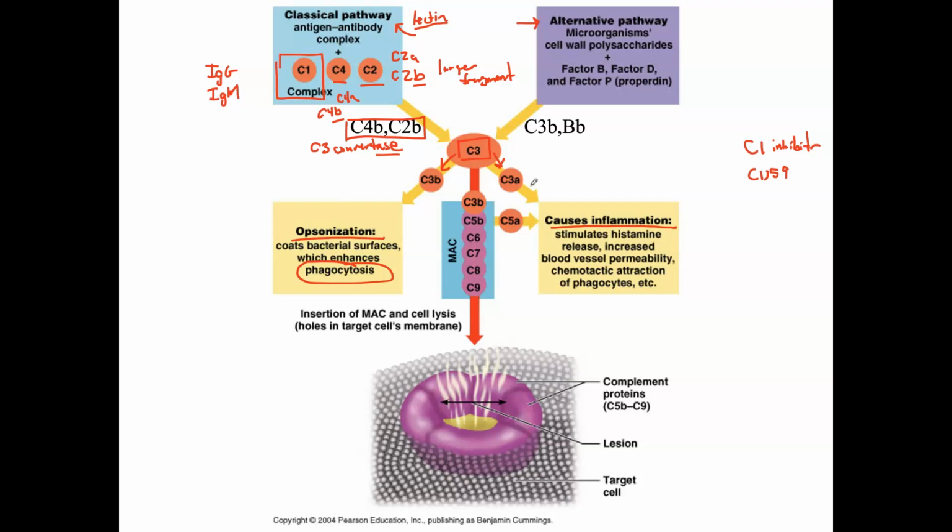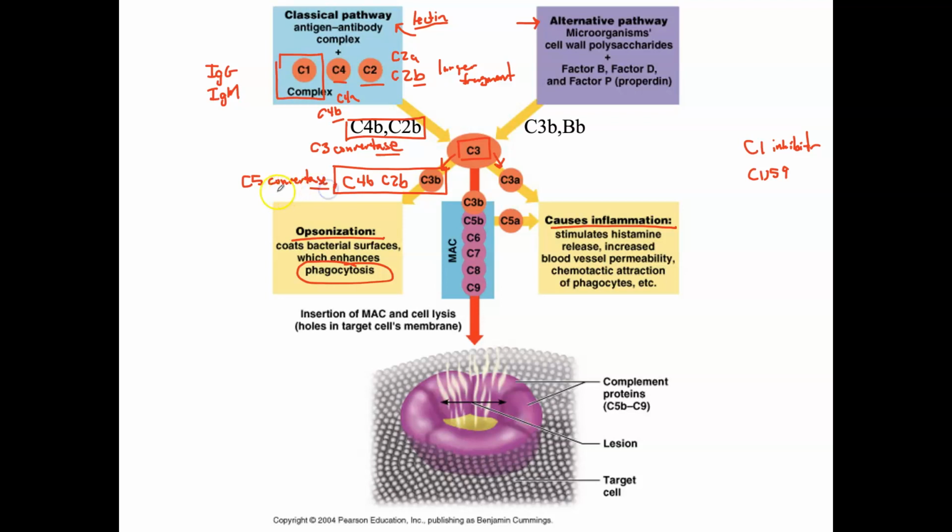Well, what's interesting is that C4b and C2b can also combine with C3b. So we actually have C4b and C2b, those two larger complement fragments that were used in the C3 convertase. It turns out that they actually interact with C3b to form another enzyme. It's called C5 convertase.